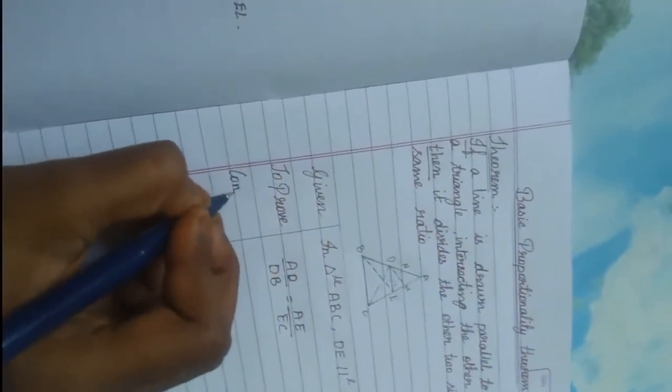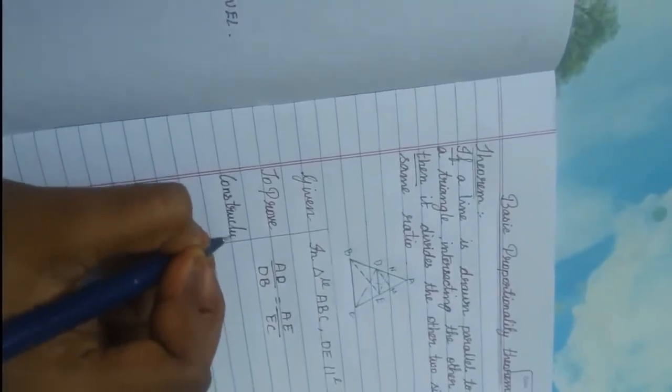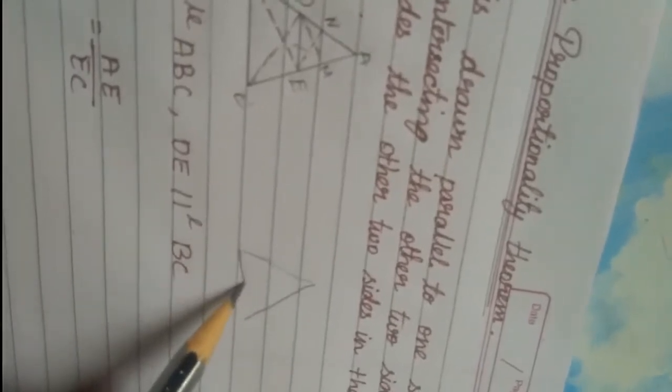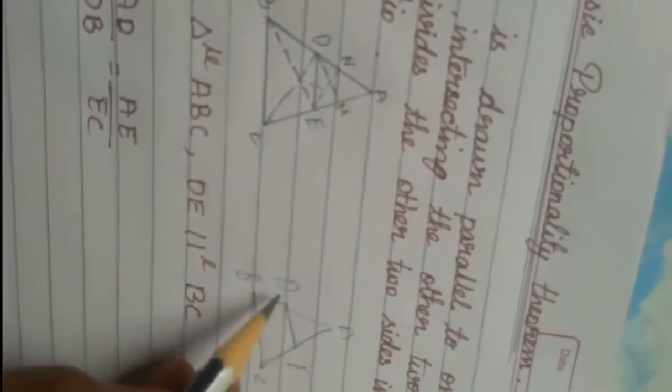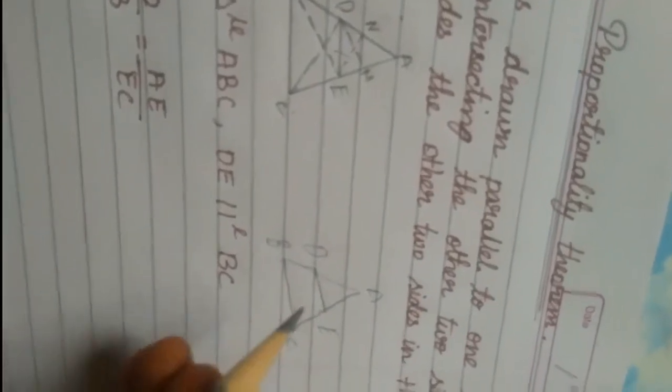And construction. First, the diagram I mentioned is a triangle. One line is parallel to any one side of the triangle. Then it divides in the same ratio. I'll take the same points. Just let it be a rough diagram; we'll erase it later. So this is the diagram which is given in the question. Now the construction that we are going to do, I'll explain.